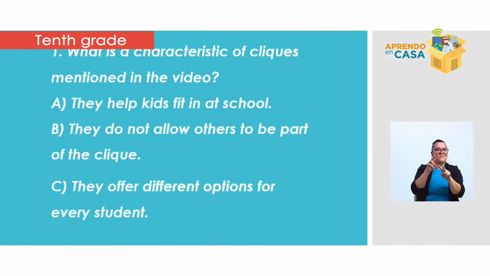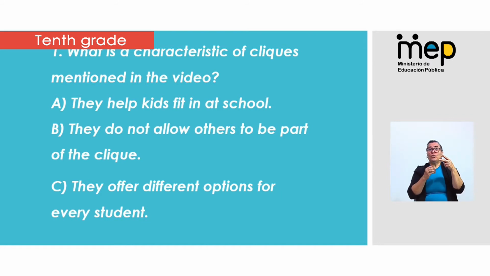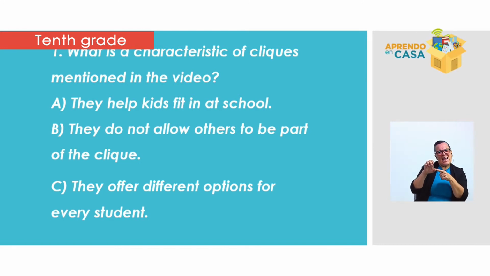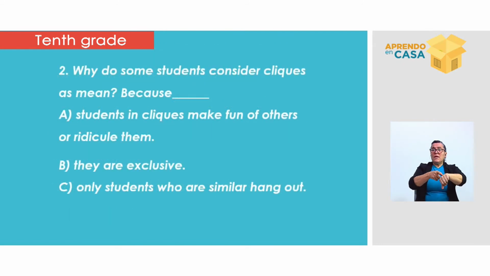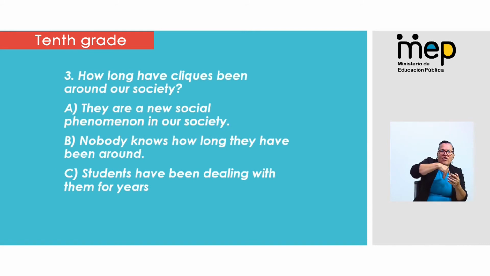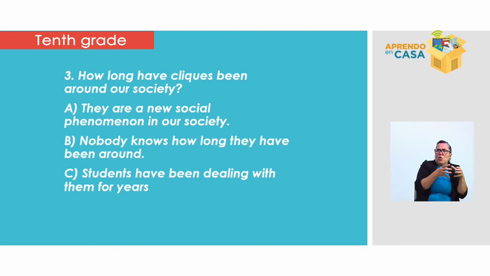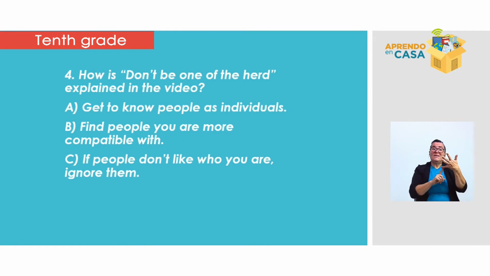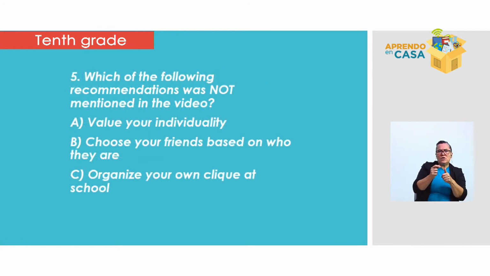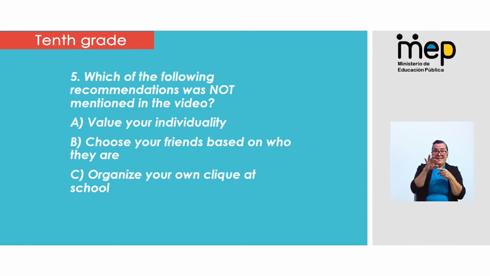Okay, so let's look for the questions. What is a characteristic of cliques mentioned in the video? Number 2: why do some students consider cliques as mean? Number 3: how long have cliques been around in our society? Number 4: how is "don't be one of the herd" explained in the video? Number 5: which of the following recommendations was not mentioned in the video? Okay, so ready? Did you think about that?